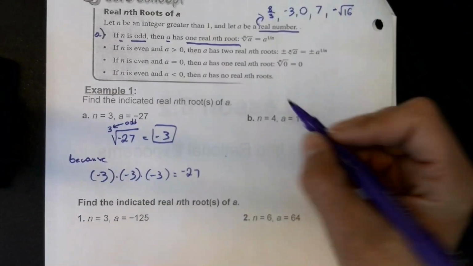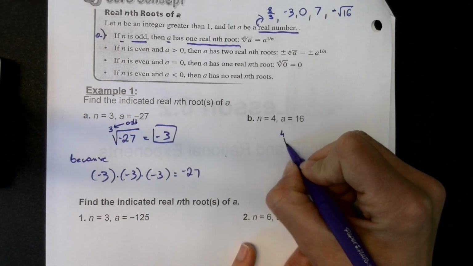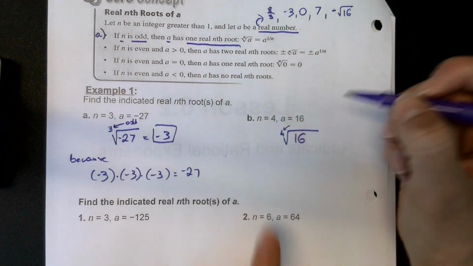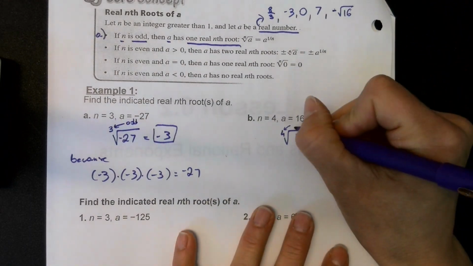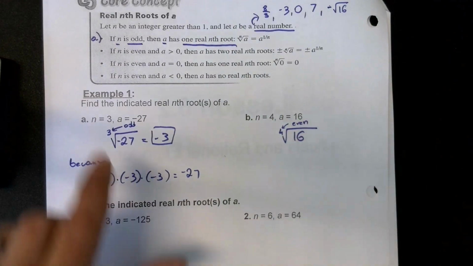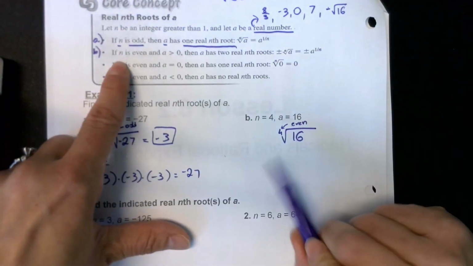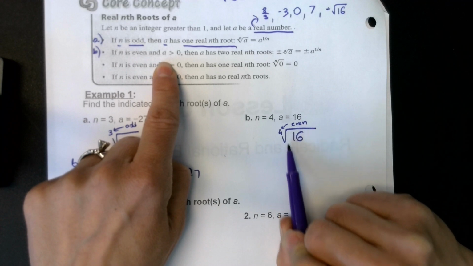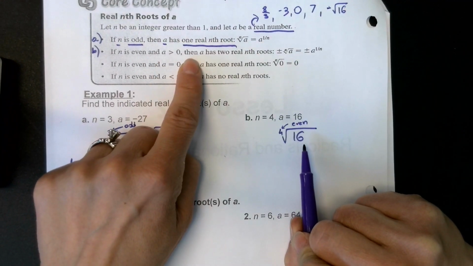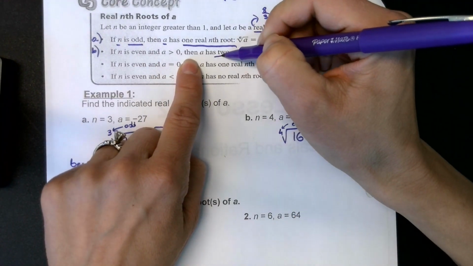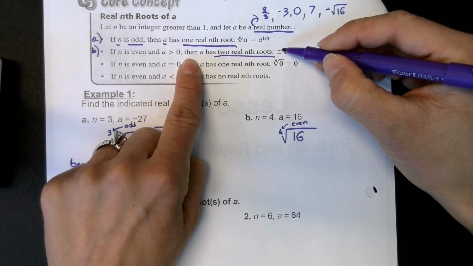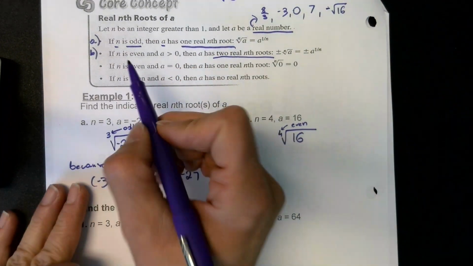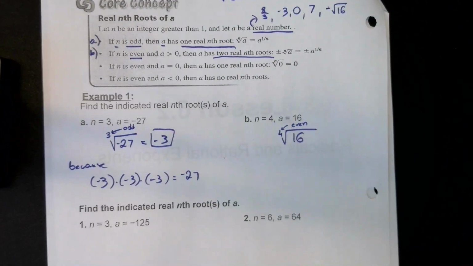So let's do B. n is the root, the root of 16. This is not an odd number, so this is obviously even. And here is the property for even. When your n is even and a is greater than 0, obviously 16 is greater than 0, then a has two real nth roots, positive and negative. And I'll tell you why that's the case. When n is even, you will have a positive and a negative answer.